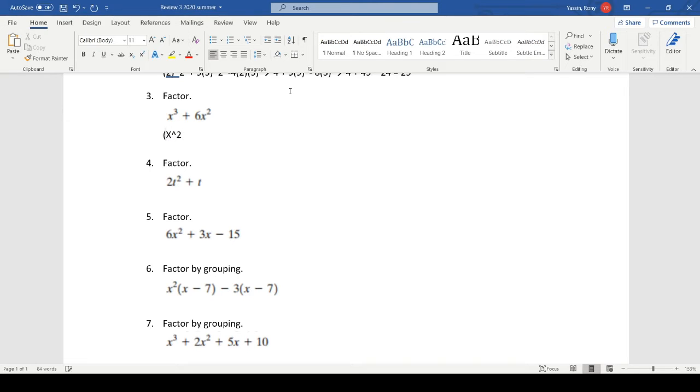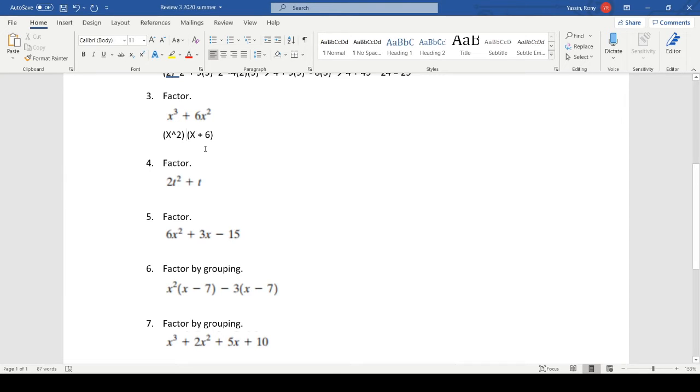So I'll put this in parentheses to make it clearer. The common factor to both of these is x squared. So now if you take x squared from x to the third, what's left over is just x to the first. And then what's left over from 6x squared if you take away the x squared is just 6, right? So that's the basics of factoring.